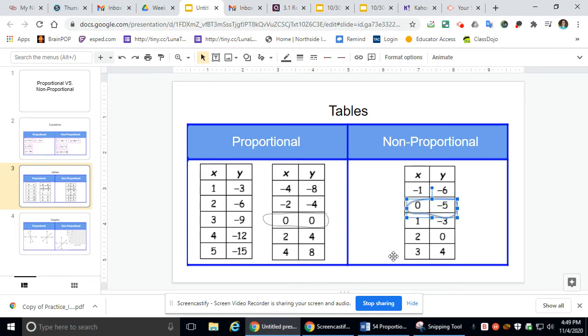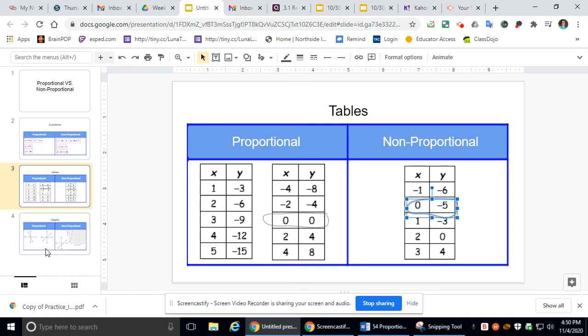So then we take a look at the non-proportional. Non-proportional relationships are going to have an ordered pair of 0 and a y value other than 0. So for example, this one is 0, -5, which means that it has a y-intercept of -5. So it is non-proportional. So any table that has an ordered pair of 0 and then a y of any number other than 0 is going to be non-proportional.